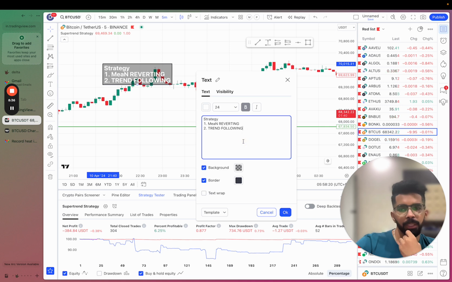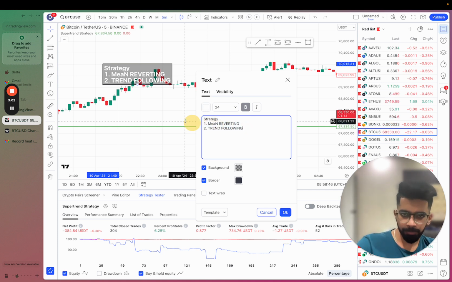So mean reverting means that you will trade against the direction of the trend. So if the asset goes down, you will want to buy the asset. If the asset goes up, you will want to sell the asset. Okay, and trend following means that you follow the trend. Wherever the market is going, you do the same. So if the asset is going up, you buy it. If the asset is going down, you sell it. This is the two type classification of strategies.